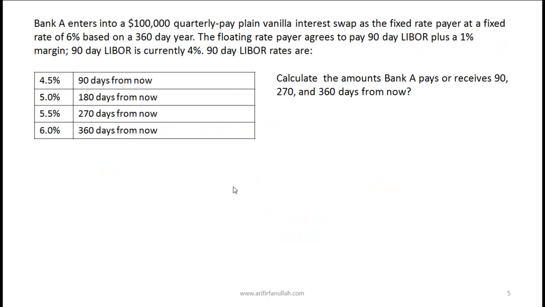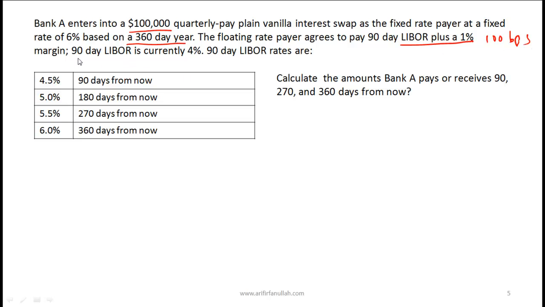Now let's apply what we have learned to a slightly more complicated situation where we have a quarter pay swap. So again, we are on interest rate swaps, and we have a situation where Bank A enters into a $100,000 quarter pay plain vanilla interest rate swap as the fixed rate payer at a fixed rate of 6%, and we are basing this on a 360-day year. The floating rate payer agrees to pay LIBOR plus 1%. So the floating rate payment is LIBOR plus 1%. So that 1% is the margin. Sometimes you might see this written as 100 basis points.